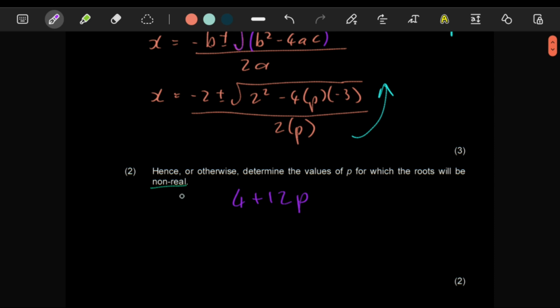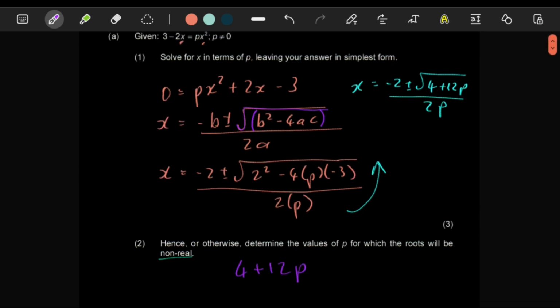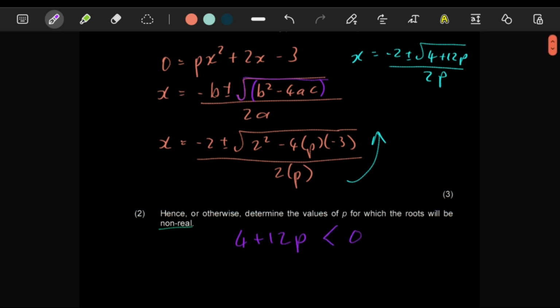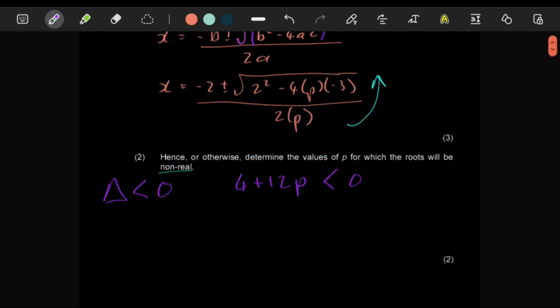So if you're going to have non-real roots, then you need to work out where this value is a negative number, because as long as this number becomes a negative, you won't have any solutions to this expression. You won't have any values for x. So for non-real roots, you want to work out where this value is below 0. This is the same as working out where delta is smaller than 0, because delta is just b squared minus 4ac, which simplified is just 4 plus 12p there.